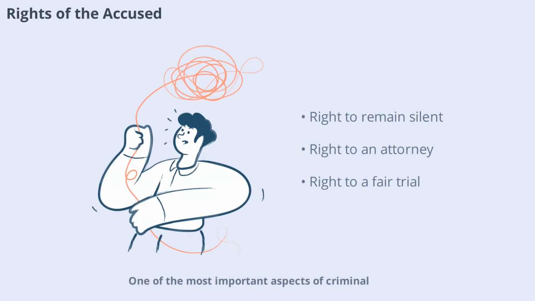One of the most important aspects of criminal justice is protecting the rights of the accused. These rights include the right to remain silent, the right to an attorney, and the right to a fair trial. These protections are designed to prevent wrongful convictions and ensure that everyone is treated equally under the law. Upholding these rights is essential for maintaining public trust and the integrity of the justice system.